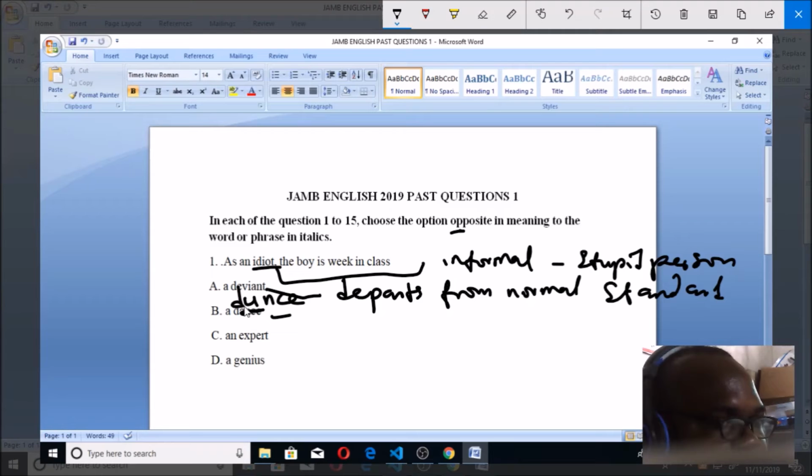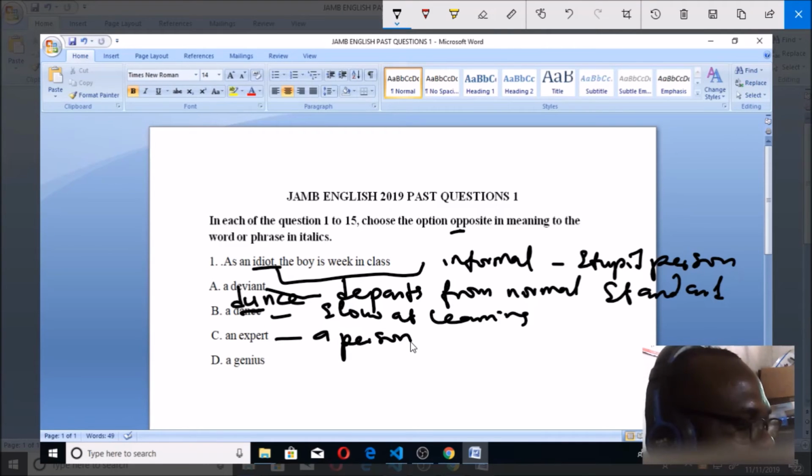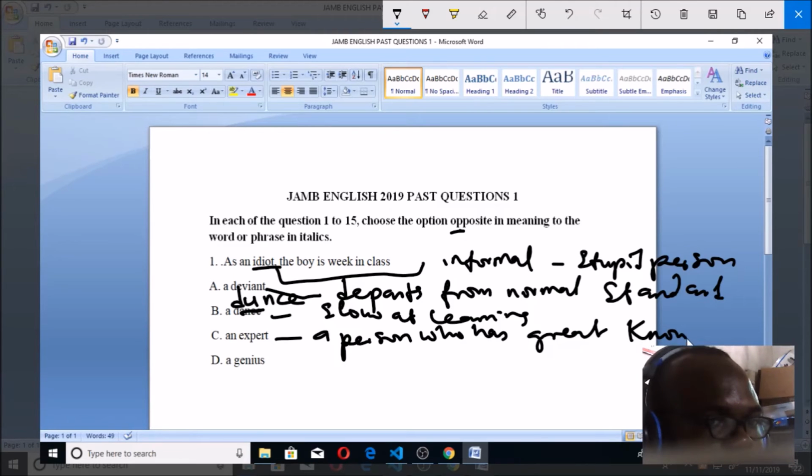A dunce. So what is the meaning of that? A person who is slow at learning. So somebody that is slow at learning is a dunce. Then an expert. An expert is simply what? A person who has great knowledge or skills. That's the meaning of an expert.